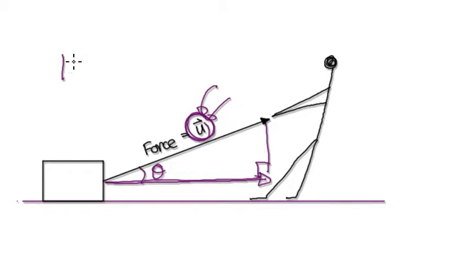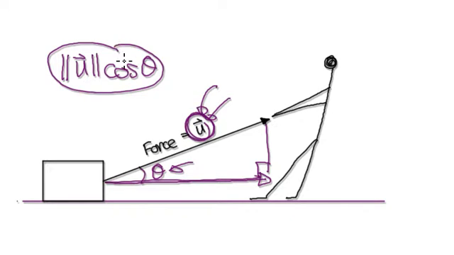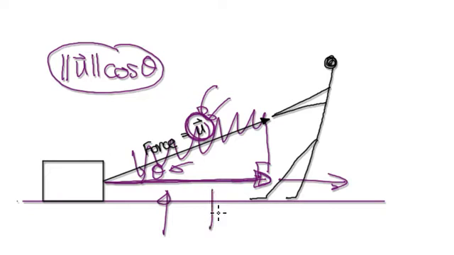So at the moment this is a vector, and you would extract the magnitude, the strength, and then you would multiply by cos of the angle, whatever the angle may be. So this thing here represents the strength in this direction. The box doesn't care about this force here. The box only cares about this force here.